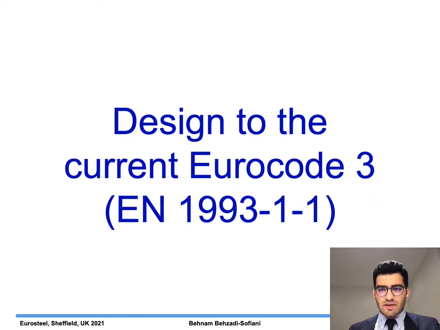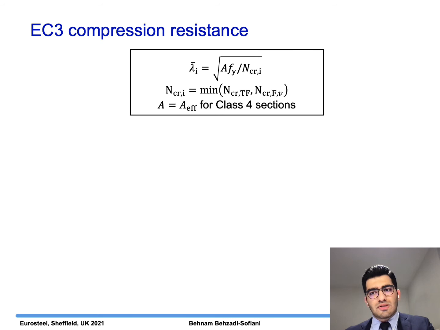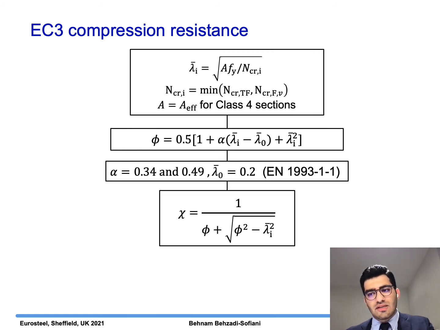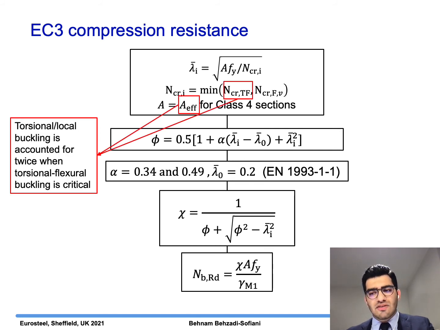Next, I would like to briefly touch on the Eurocode 3 design method for steel angles. In Eurocode 3, first the relevant normalized member slenderness is calculated. Then using the parameter phi, which depends on the imperfection factor alpha, the buckling reduction factor is determined, and finally the design member buckling resistance is obtained. Having shown that for equal leg angle section columns, the local and the torsional buckling loads are essentially the same, the current Eurocode is effectively accounting for the same buckling mode twice through the use of torsional-flexural buckling load and the effective area when torsional-flexural buckling is critical.